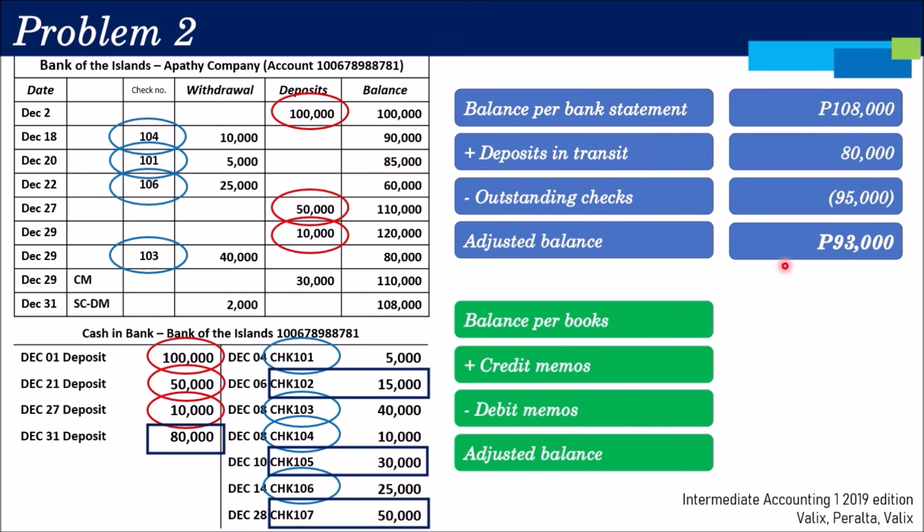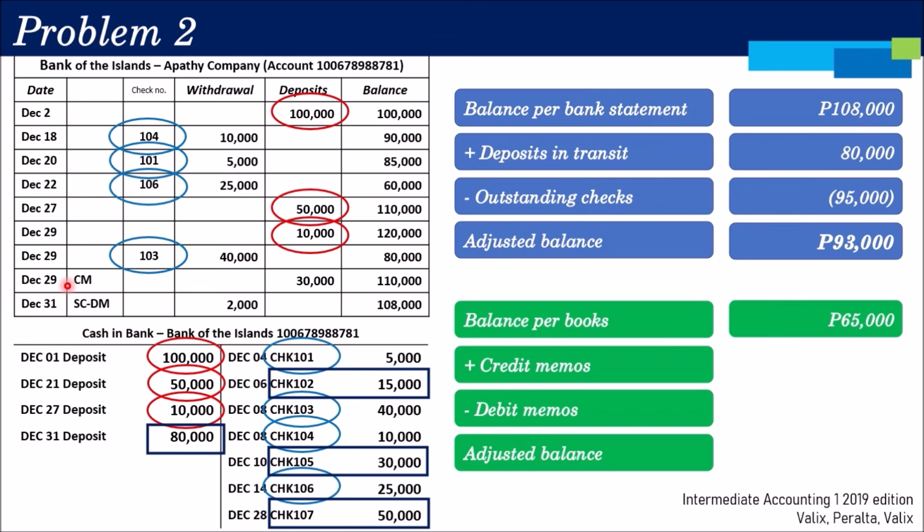Paano naman po kunin yung balance per book? Dito, sanay na kayo. Kasi balance per book, accounting records lang yan. So, total debits minus total credits, kunin nyo lang po, 65,000. Next, add po natin yung credit memos. Saan po natin malalaman yung credit memos na yan? Yung credit memo, syempre makikita nyo sa bank statement. Ayun may CM na nakalagay.